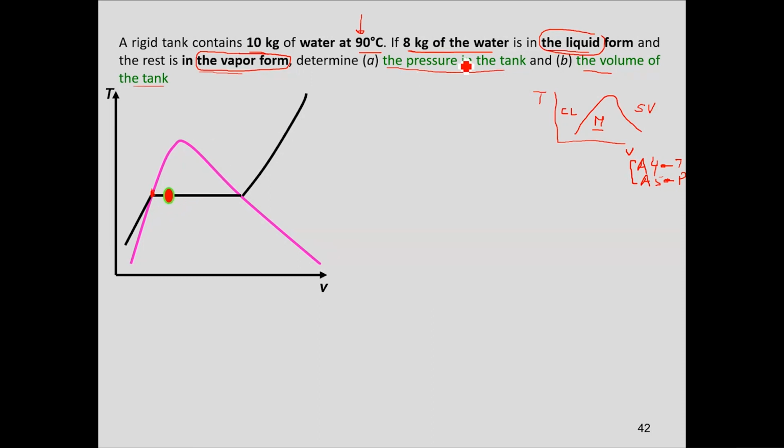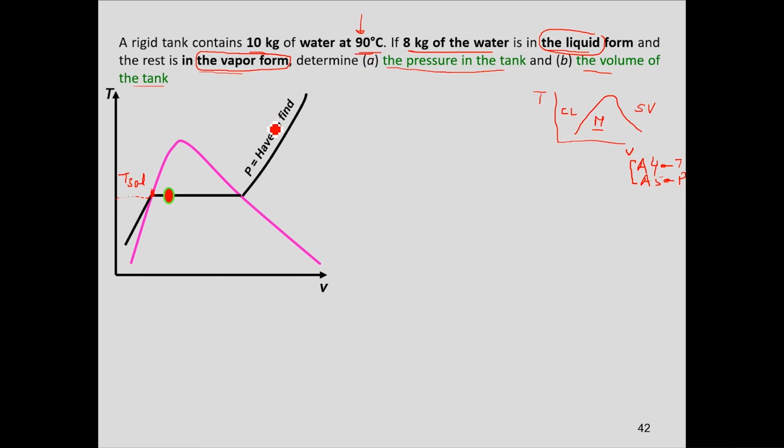Now, the first thing you have to determine is the pressure in the tank. And what is the pressure? This black line is a constant pressure line. You have to find the pressure in the tank, which refers to this state, the pressure corresponding to T saturation. And T saturation is given to you as 90 degrees centigrade.